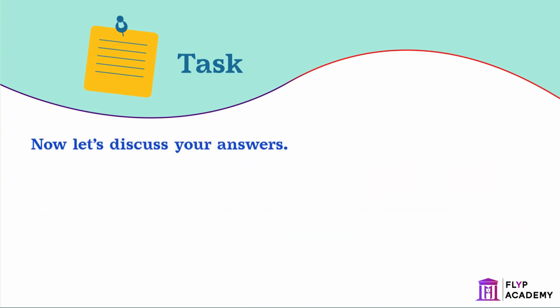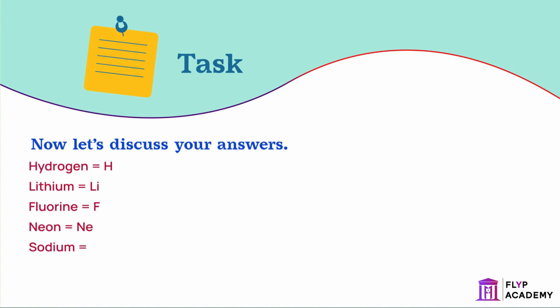Now let's discuss your answers. Hydrogen equals H, lithium equals Li, fluorine equals F, neon equals Ne, sodium equals Na. When hydrogen and oxygen are combined chemically, they can form water. The symbol of water is H2O. That means that two H atoms are bonded to one O atom.